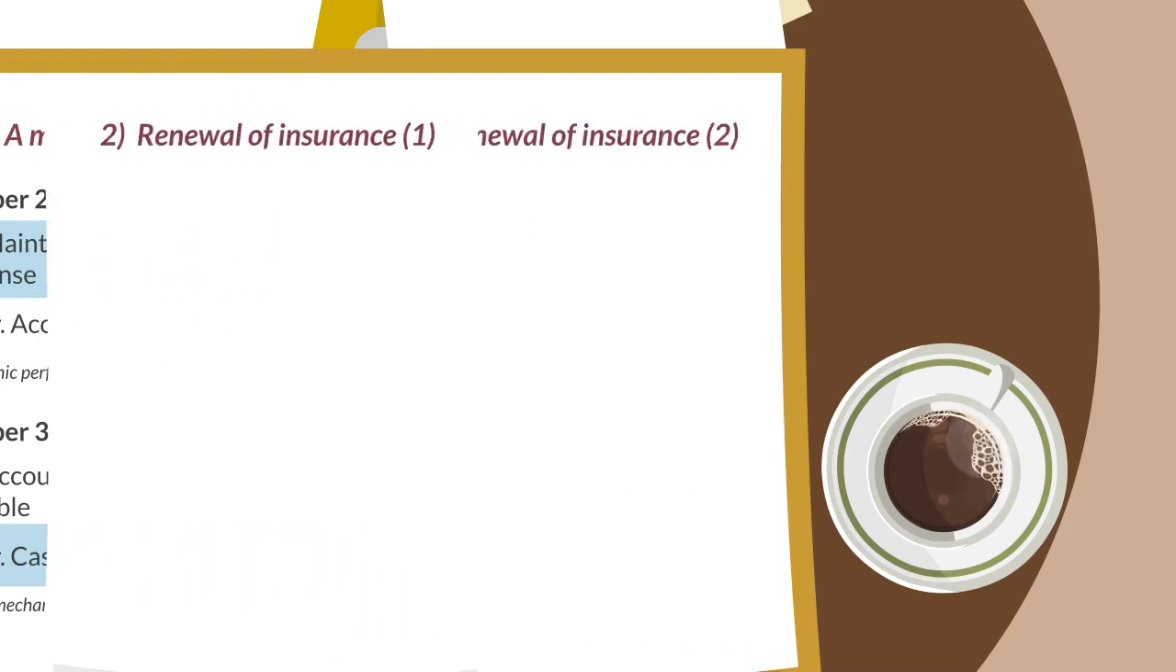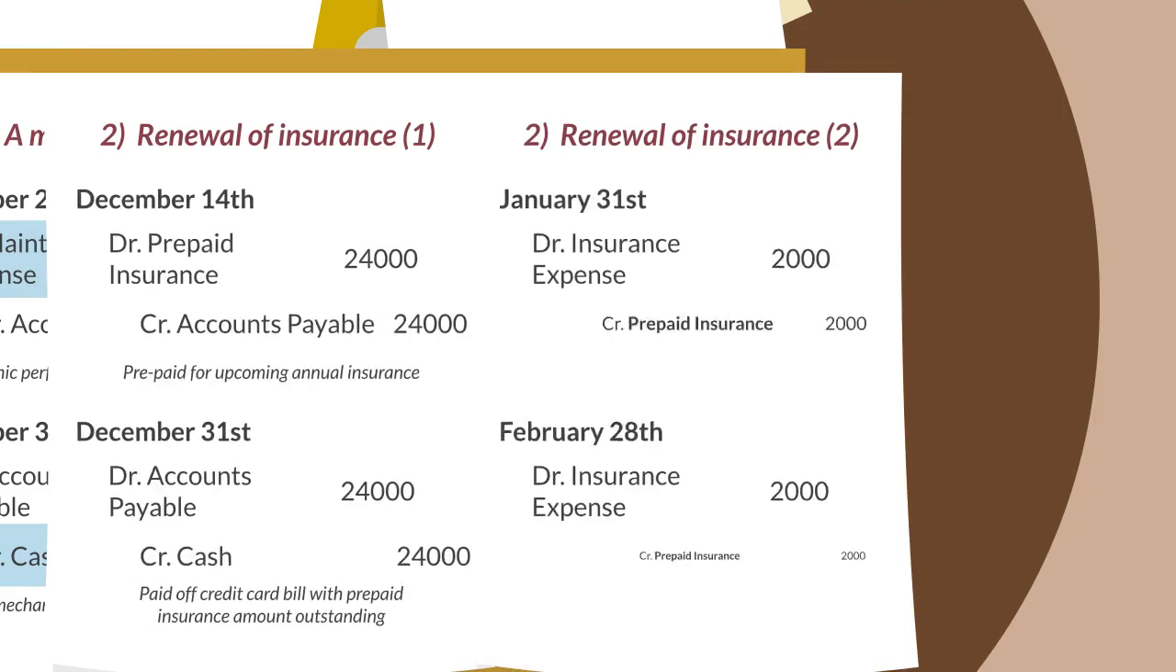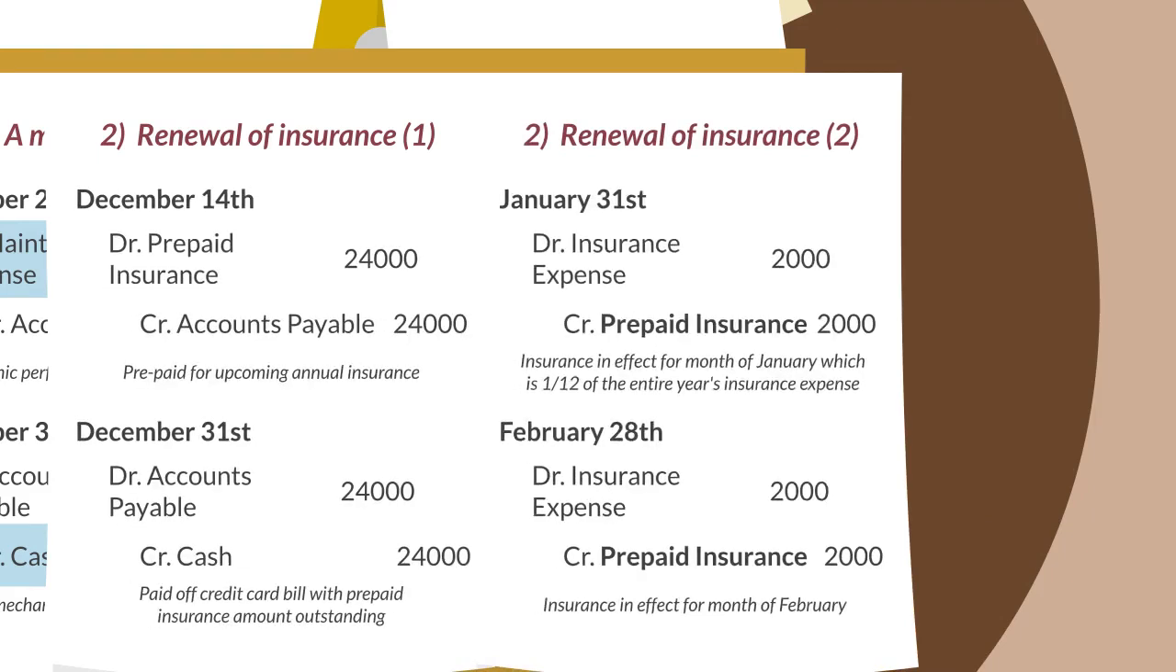Number 2. The renewal of annual insurance for $24,000 demonstrates both an accrued expense and deferred expense scenario. Because insurance for the year is charged to the corporate card on December 14th, that amount is accrued until the end of the month, where it is paid off with cash. However, the insurance is a prepaid expense for the year, so from December 31st, it becomes a deferred expense.